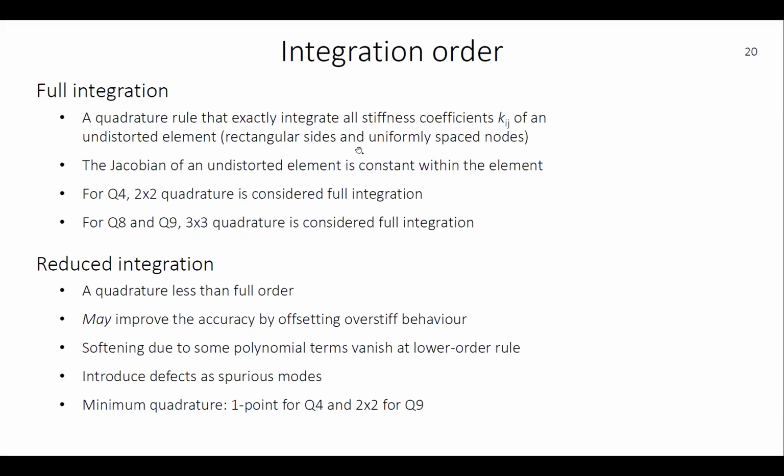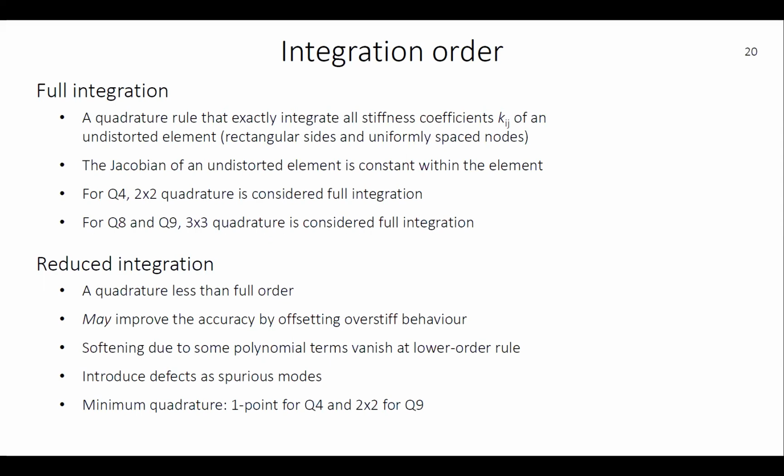The Jacobian of an undistorted element is constant within the element. And typically, as I explained before, for the Q4 element, it's L over 4. For a Q4 element, a 2x2 Gauss quadrature is considered full integration. And for a Q8 and Q9, a 3x3 quadrature is full integration. A reduced integration order is basically any quadrature that is less than full order.